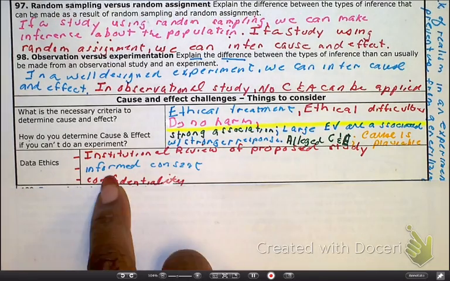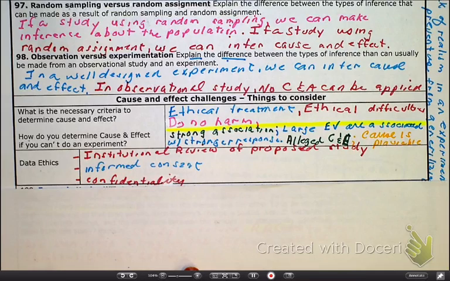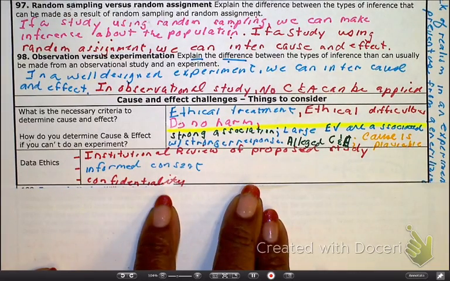Informed consent. Well, if you're going to have someone ingest something or do something to their physical body, they have got to basically say, yeah, I know this could be injurious to me, but I'm willing to basically take one for the team. I'm willing to be a part of this clinical trial because I know it's for the greater good. And confidentiality.